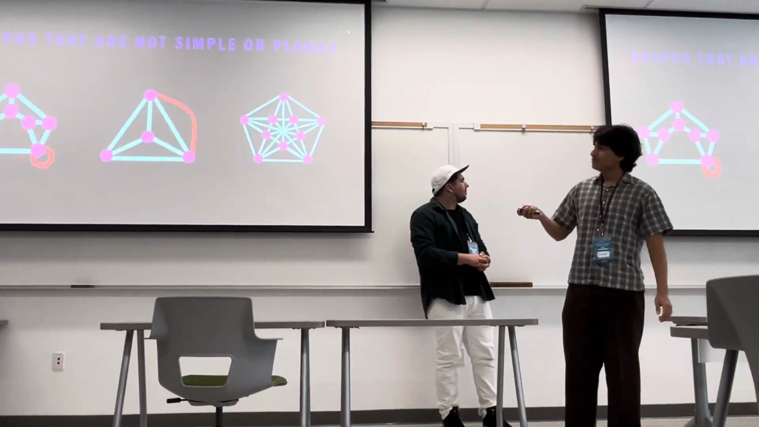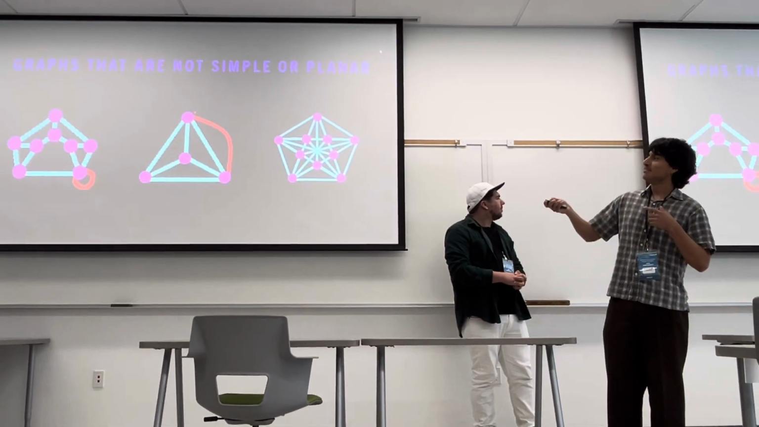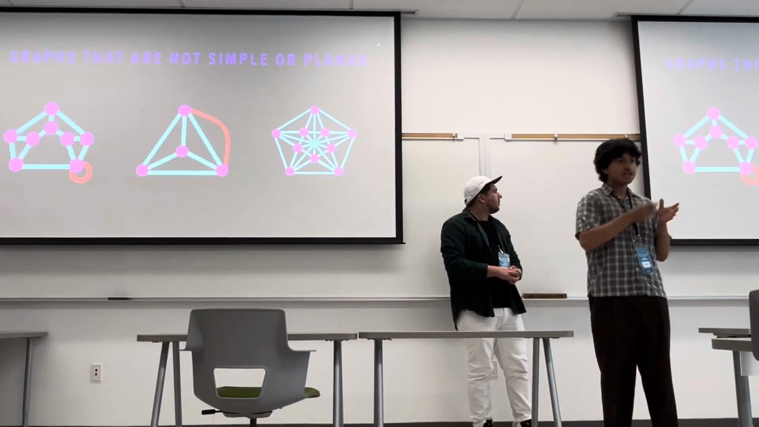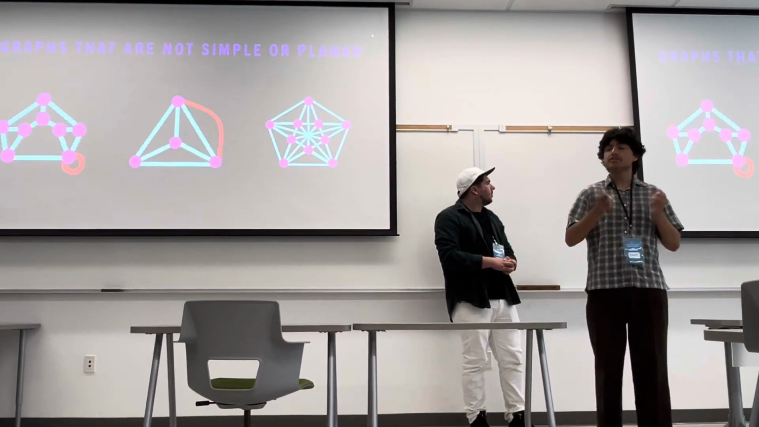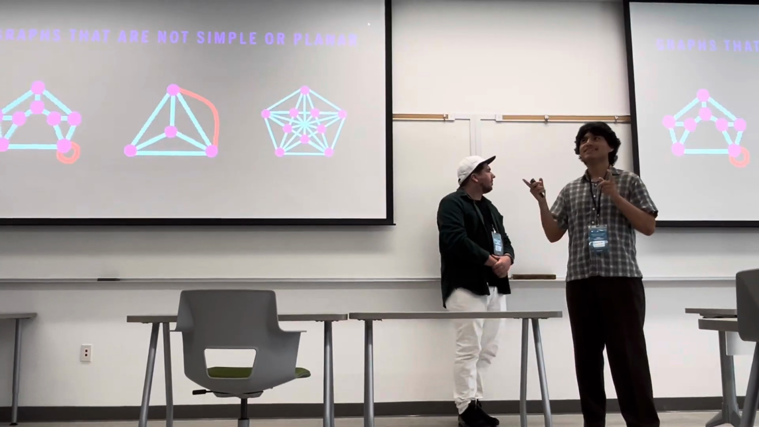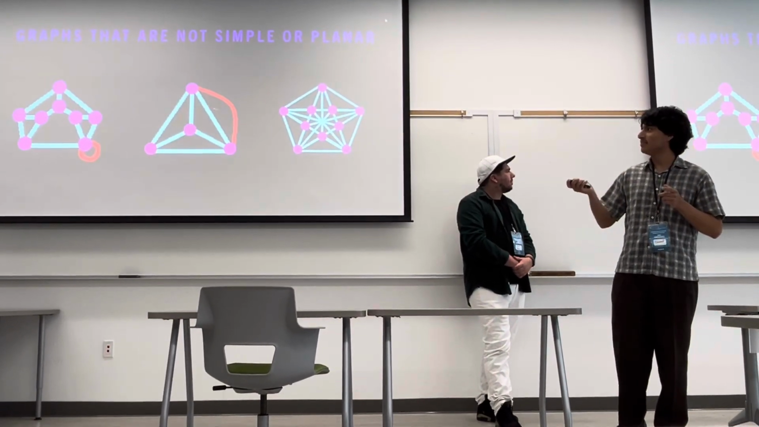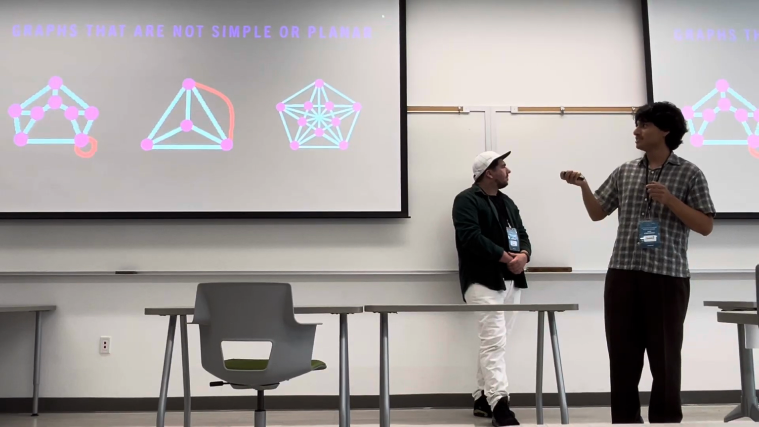Here's an example of a multi-edge, and here's an example of a loop. A loop essentially is an edge that connects to itself on the same vertex, and a multi-edge connects the same two vertices twice.